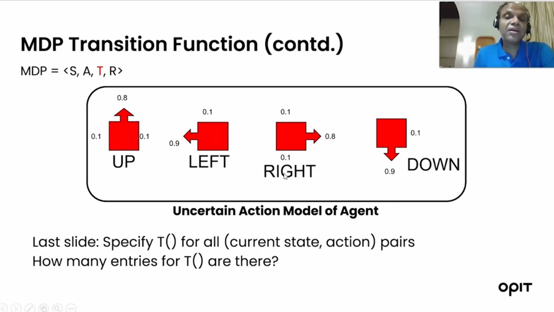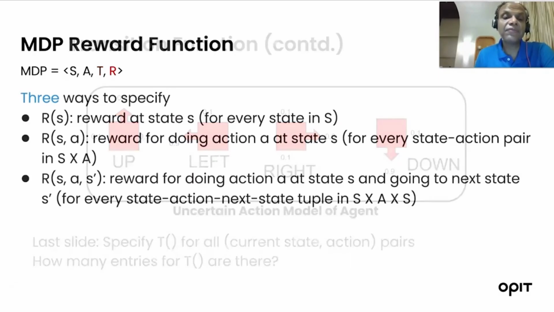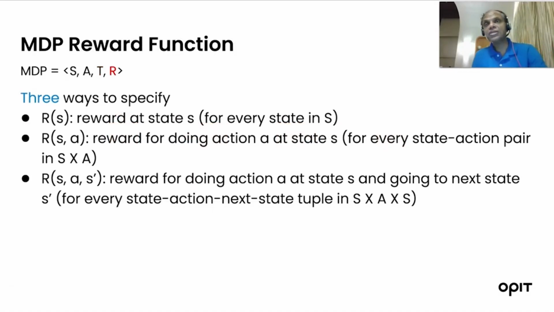So can you guess, if we specify T for all possible state action pairs, how many entries T is going to have? That's left as an exercise for you. But in this grid world, as you can guess, there are 12 possible states, 4 by 3, 1 less because there's 1 blocked cell, so 11 possible valid states. And in each of those, you can take 4 possible actions. So it's a simple math that you have to do there.